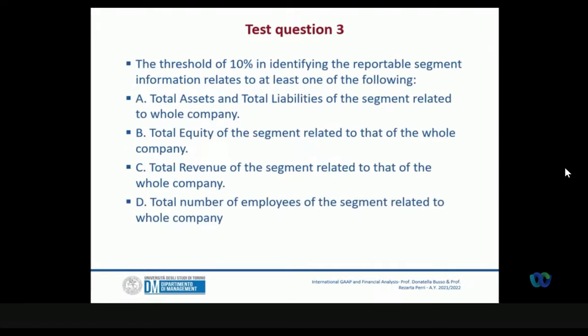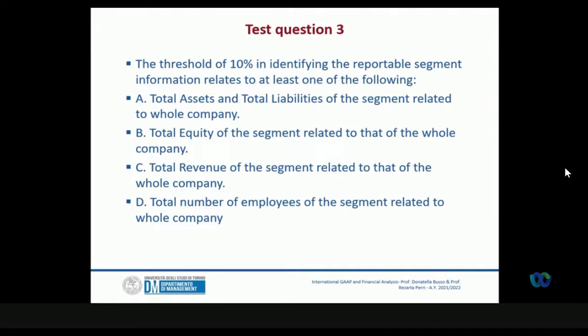Okay, now we have another test question. This one relates to the thresholds. And the question is, the threshold of 10% in identifying the reportable segment relates to at least one of the following. Okay, first one, total assets, total liabilities. I don't think we mentioned total liabilities, right? Remember that the thresholds related to revenue, profit, assets. So A is not correct.